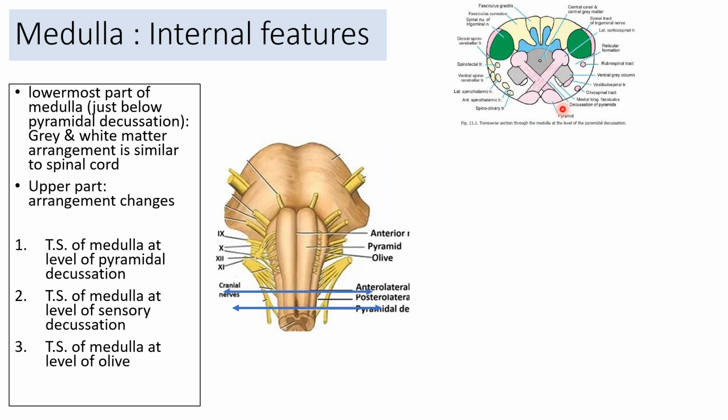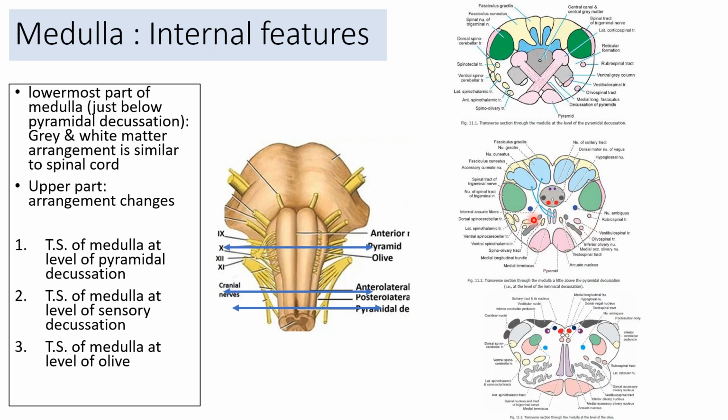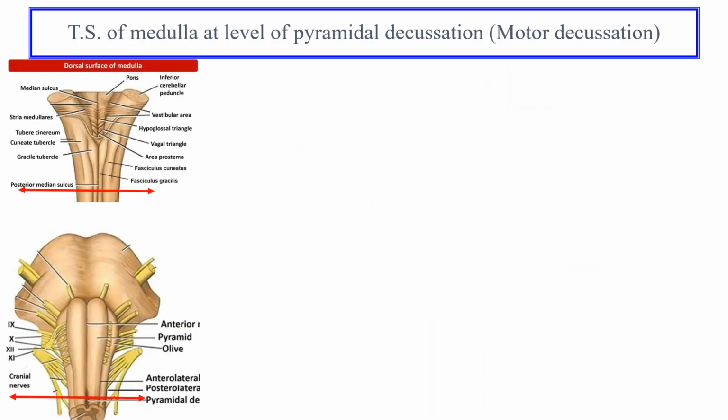Second is just above the level of pyramidal decussation. This is the level of sensory decussation, and this diagram will be represented like this, and this also you must know how to draw. Another section is at the level of the olive. So these are the two at the level of inferior olivary nucleus, at the level of olive. If the section is made, this is how the section will appear.